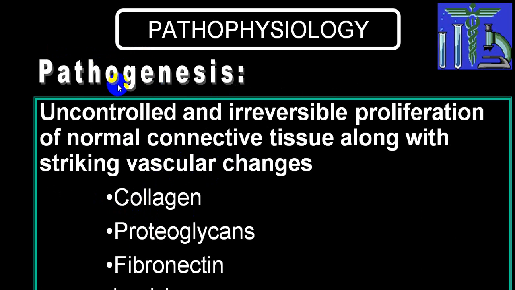As far as pathogenesis is concerned, there is uncontrolled, irreversible proliferation of connective tissue along with vascular involvement. So there is an abnormality in the proliferation of collagen tissue.